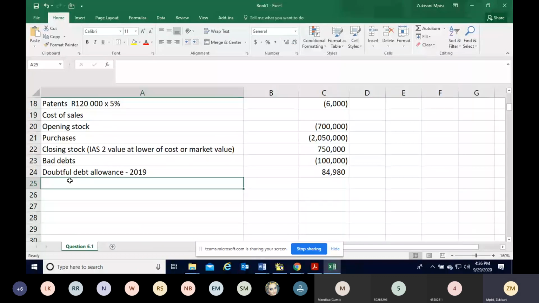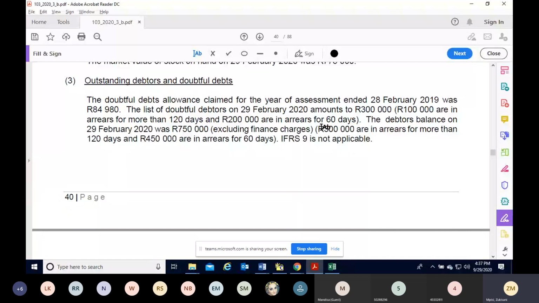So for 2021, let's quickly see what we are given. The list of doubtful debtors on 29 February amounted to 300,000. 100,000 are in arrears for more than 120 days, and 200,000 are in arrears for 60 days. The debtors balance was 750,000. 300,000 are in arrears for more than 120 days. 450,000 are in arrears for 60 days. So what do we do in this case?